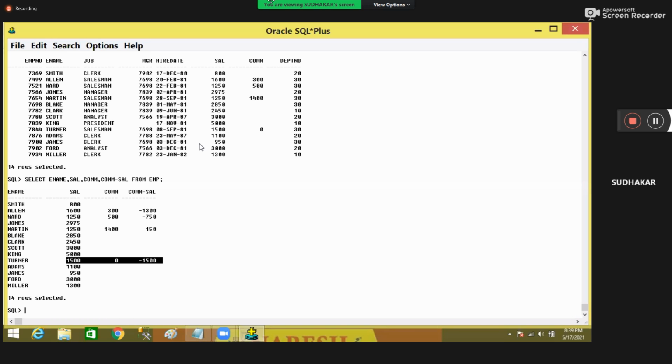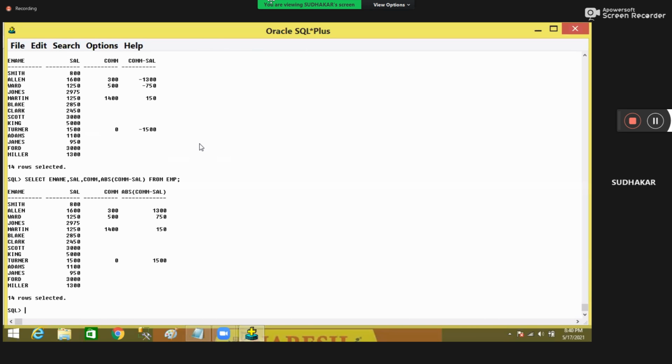Now, whatever negative values are showing here, I need to show or convert into positive. Then how to do it? Observe: select ename, comma, sal, comma, commission, and I'm using the ABS function of commission minus salary.